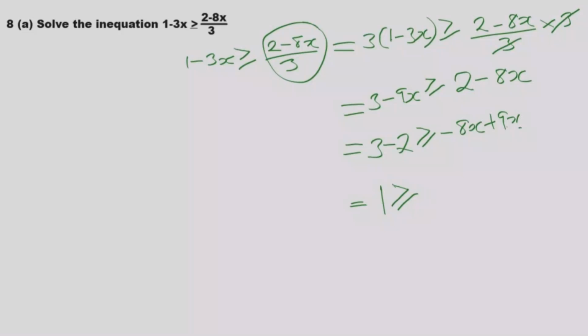So 9 is bigger, so that means our answer will be positive. So we say 9 minus 8 will give us 1, which will be 1x. So that is the value. 1 is greater or equal to x. Okay, so basically that's how you solve this question.